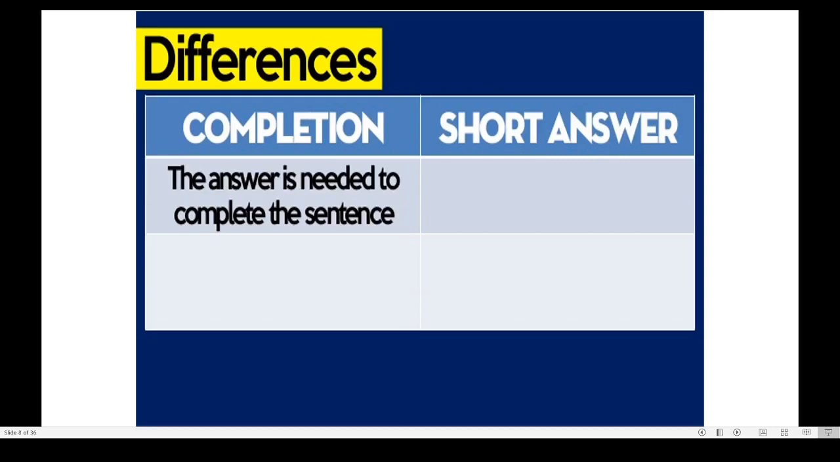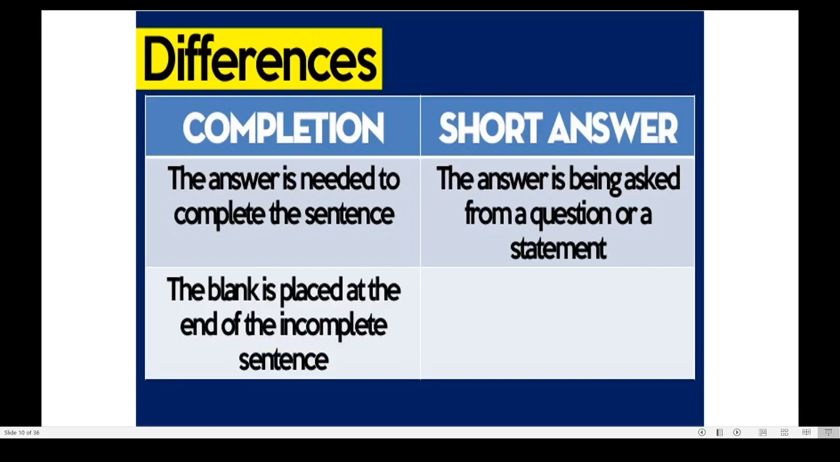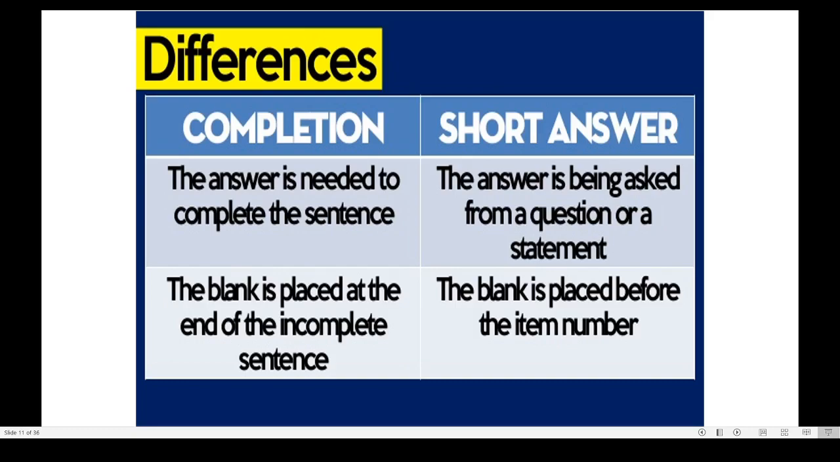Differences are the answer is needed to complete the sentence for a completion item, and the answer is being asked from a question or a statement for a short answer, as what I have mentioned a while ago. And then for completion, the blank is placed at the end of the incomplete sentence. And for short answer, the blank is placed before the item number. So, this is not really exclusive. Exclusive na dapat yung blank ay nasa end ng sentence for completion.